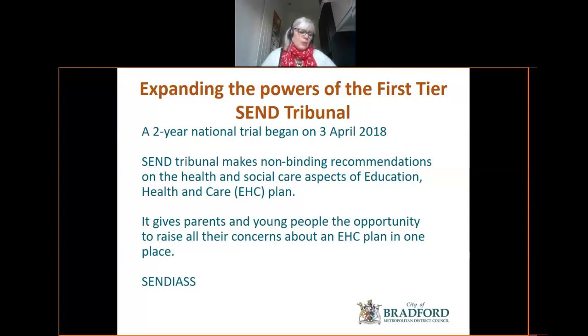Prior to the instigation of the tribunal process, attempts are usually made to resolve the disagreements or disputes through mediation. Until a few years ago, the remit of the tribunal focused on just the educational element of the plan. However, it was extended a couple of years ago to include both health and social care aspects. This enables all aspects of an EHC to be raised through one channel. As SENCO, you may be requested to attend a tribunal or take part in the process and provide information about a young person's or child's special educational needs and provision.